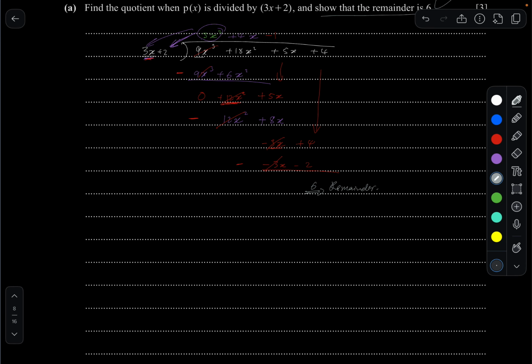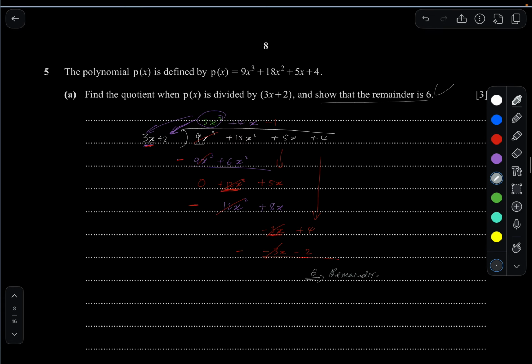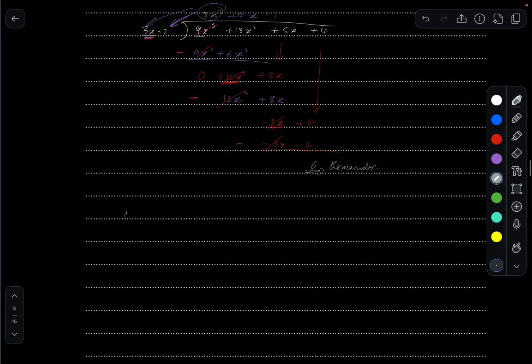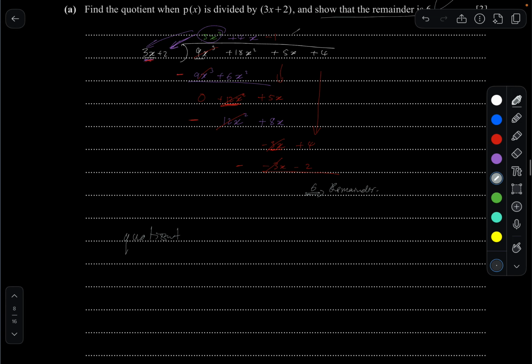Now from there onwards, find the quotient, and then you can mention that the quotient is the thing that you got at the top here. That's the quotient. So that will be 3x squared plus 4x minus 1.